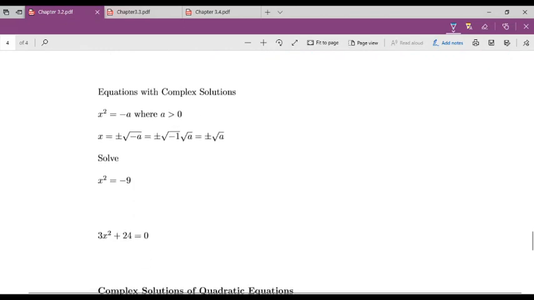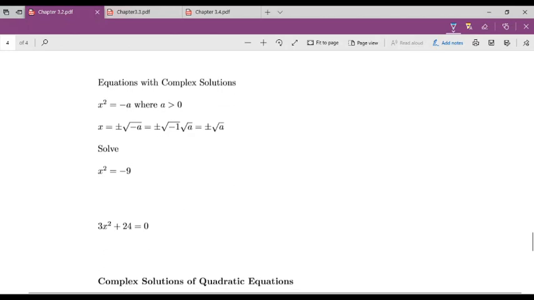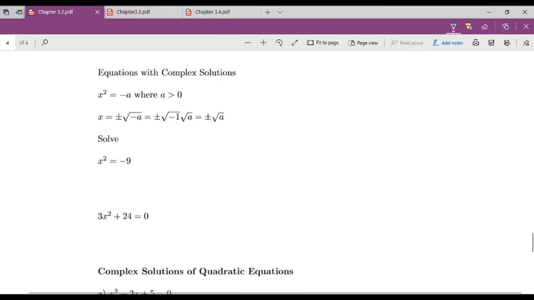Speaking of the imaginary, let's look at equations with complex solutions. If x squared equals negative a, where a is greater than 0, then x equals plus or minus the square root of negative a, which equals plus or minus the square root of negative 1 times the square root of a, which is equal to plus or minus the square root, and this is incorrect here. So let's rewrite this, see if you're paying attention. It'll actually be plus or minus i square root a. Somehow the i got left off there when I was typing up the notes.